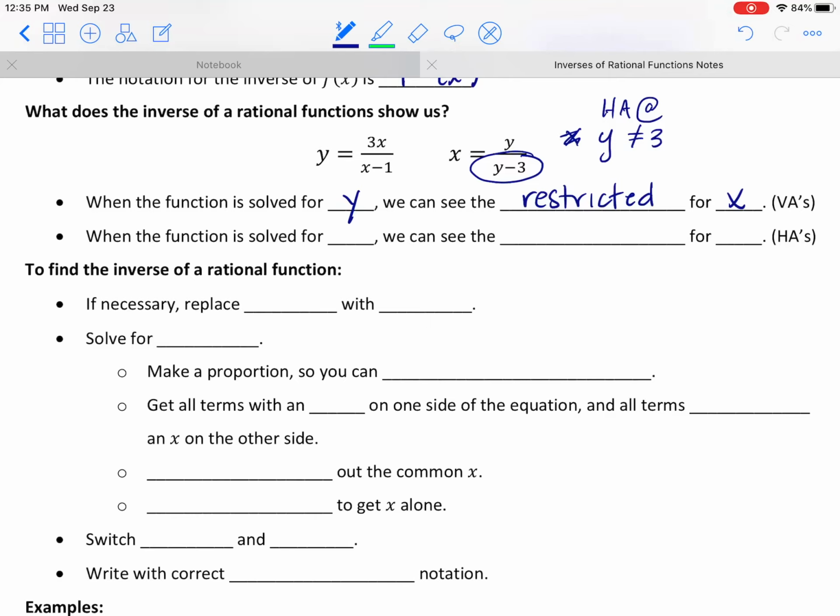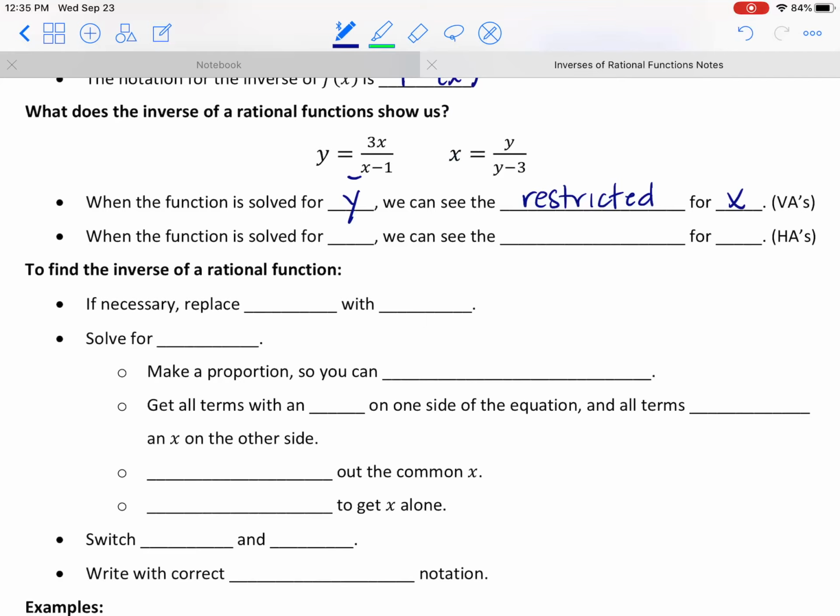Now, earlier in the unit, I told you that if these degrees were equal, we could just divide our leading coefficients to see the horizontal asymptote at 3. Well, what happens is when we do the rearranging, the solving for x, that restriction shows itself in the bottom of the fraction here. So the inverse is helpful because it shows us, instead of the restriction for x, the restriction for y.